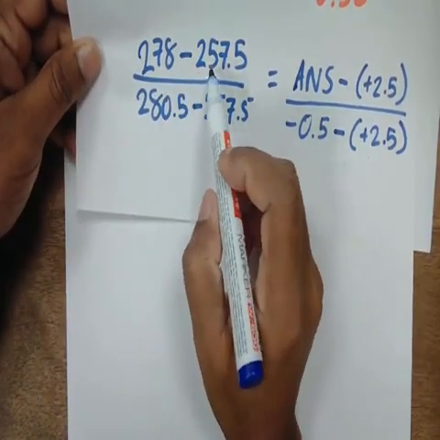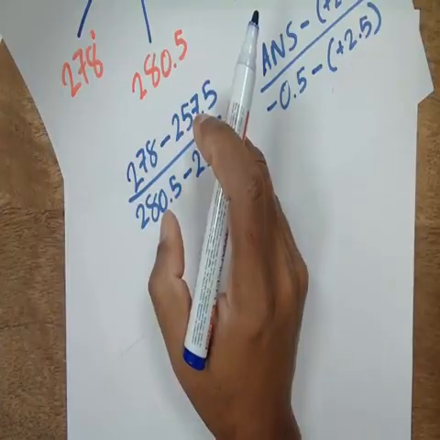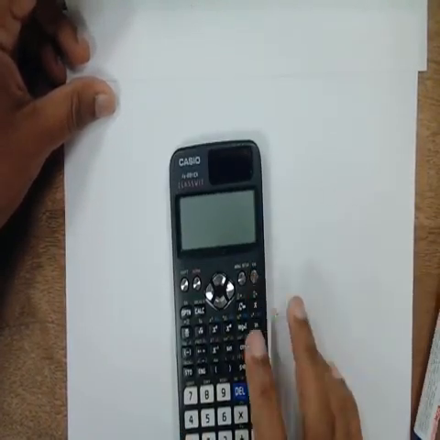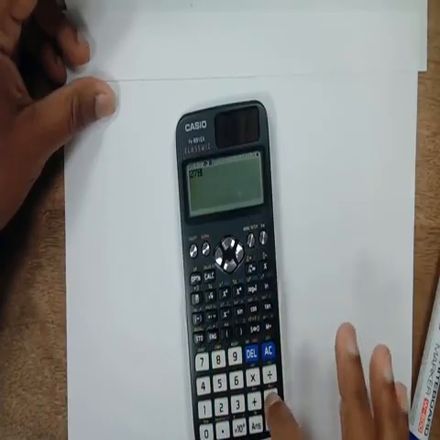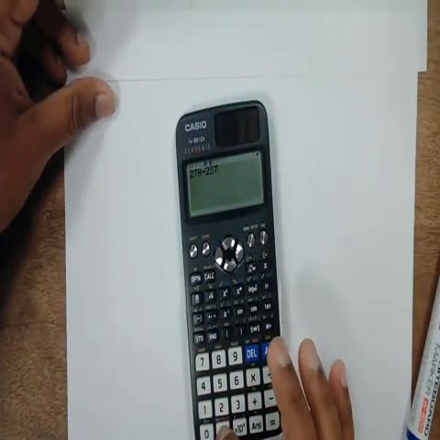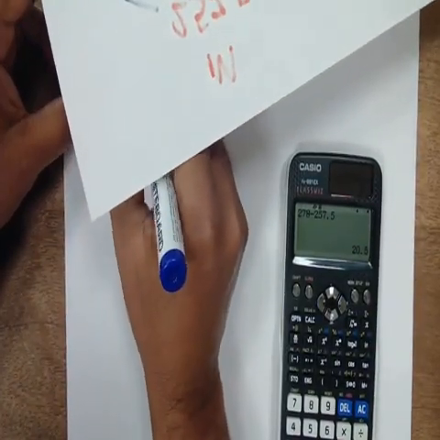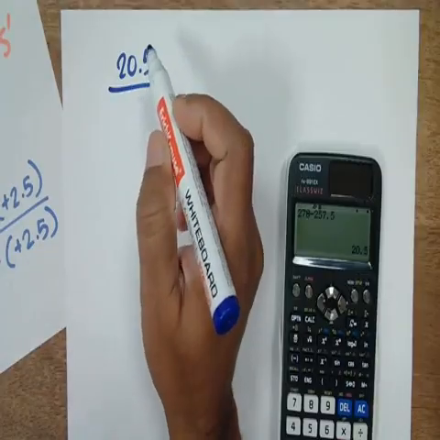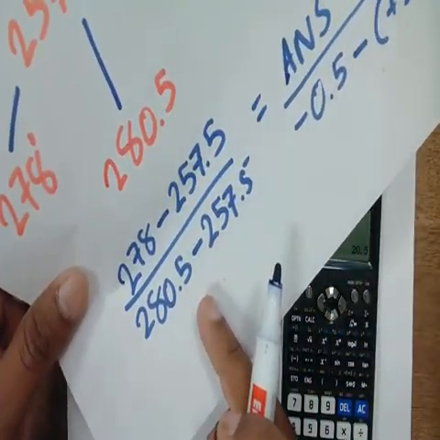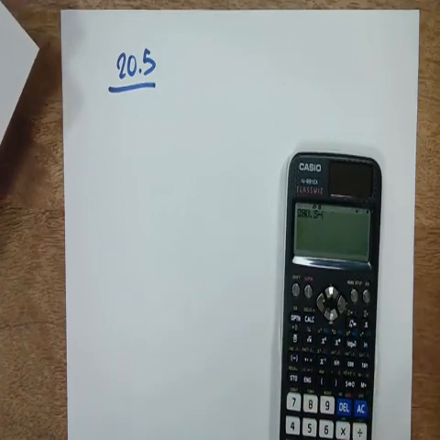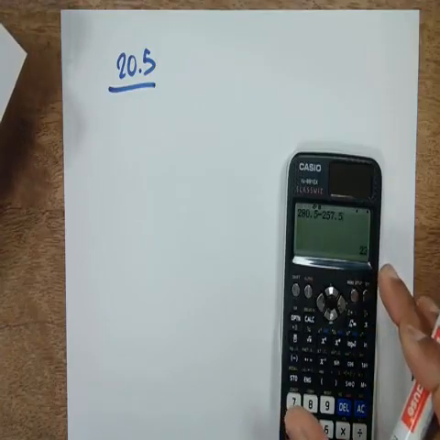Okay, so in this case, 278 minus 257.5 is equals to, when you calculate it, 278 minus 257 decimal 5 is 20.5. 20.5 divided by 280 decimal 5 minus 257 decimal 5, which is equals to 23.